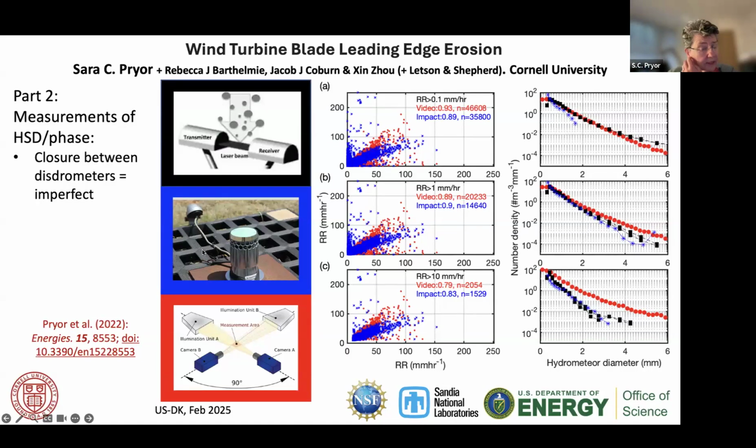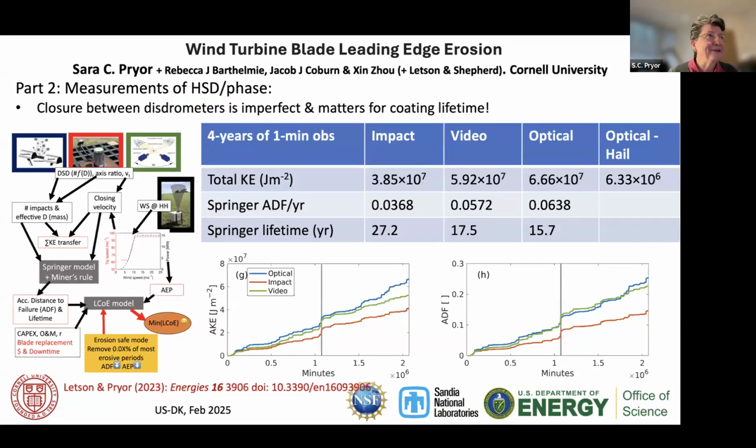So we did an analysis a couple of years ago here and showed that the rainfall rates from these three instruments are definitely correlated, but they're not perfect analogues for each other. And the number densities that we derive from the different disdrometers are also noticeably different. So we can ask the question, does it matter? And of course, if it didn't, I wouldn't say we asked the question.